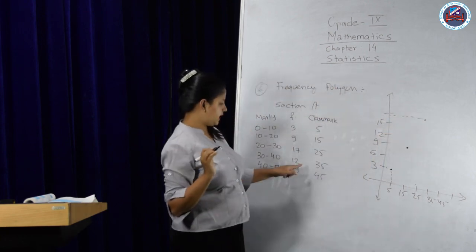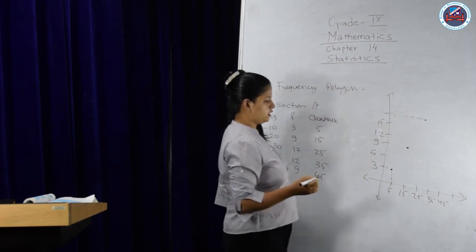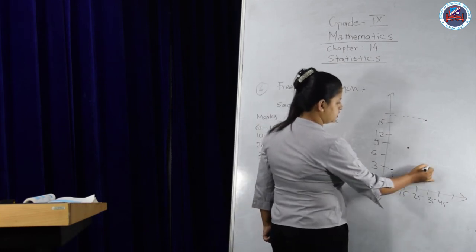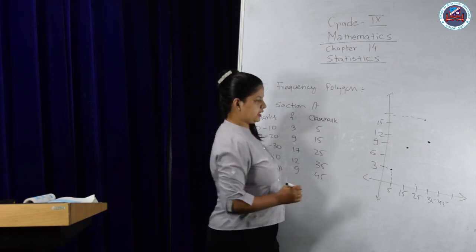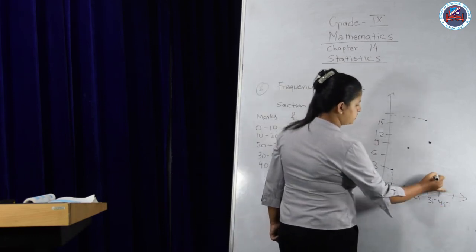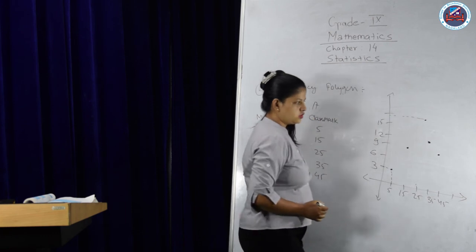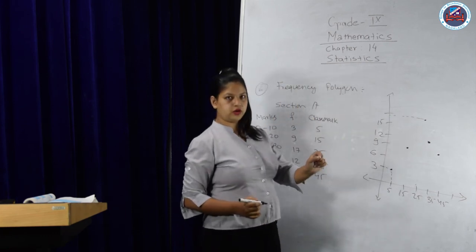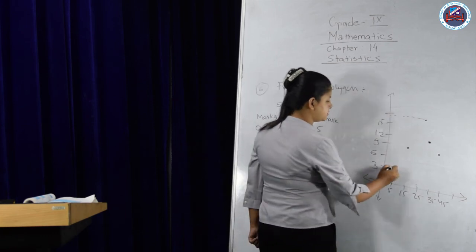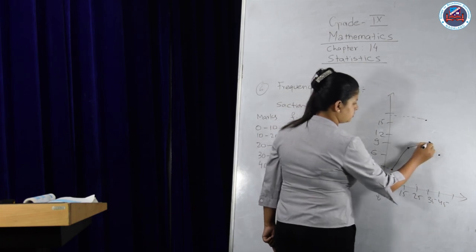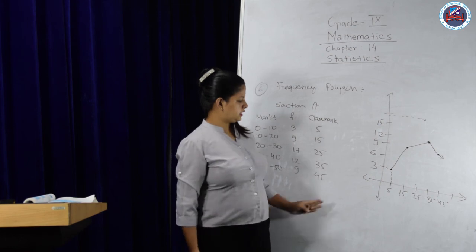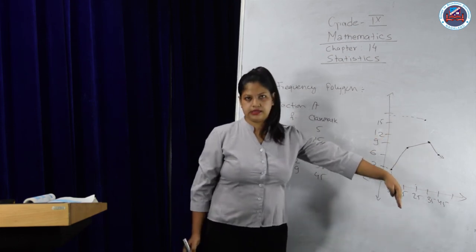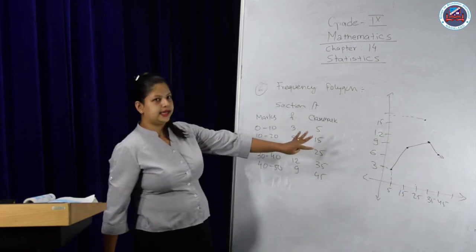Okay. Next, 35, go till 12. 35 is here, till 12. And 45, go till 9. 45 here, till 9. So now whatever dots you have got, join them using a pencil. One here, one here, one here. Once it is increasing, and again it is decreasing. That is for section A.